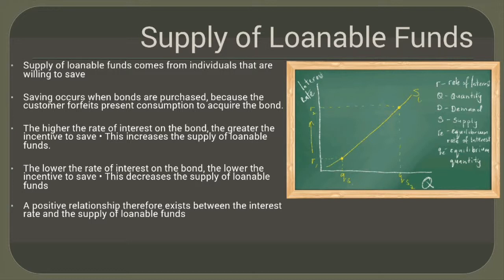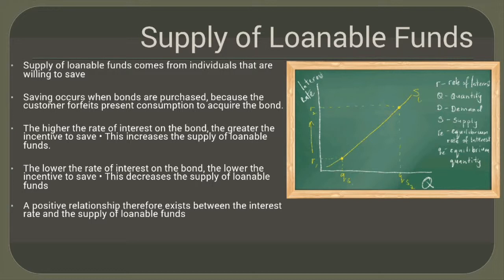Savings occurs when bonds are purchased by individuals because the customer will forfeit present consumption in order to acquire or purchase the bond. It therefore means that the higher the rate of interest on the bond, the greater the incentive to save by the individual. This means that it will purchase more bonds. This increases the supply of loanable funds. However, the lower the rate of interest on the bond, the lower the incentive to save.